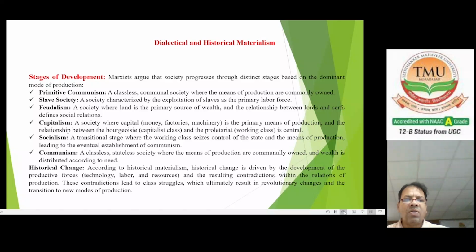Next is socialism, a transition stage where the working class seizes control of the state and the means of production, leading to the eventual establishment of communism. And communism, a classless, stateless society where the means of production are commonly owned and wealth is distributed according to needs. And this is the historical change.